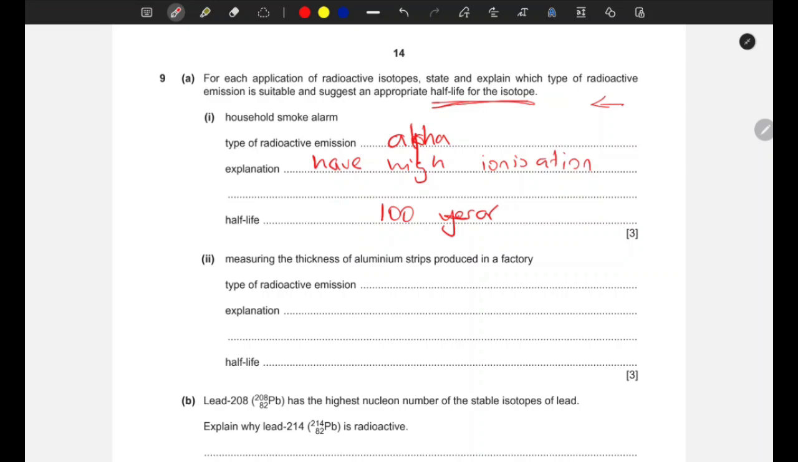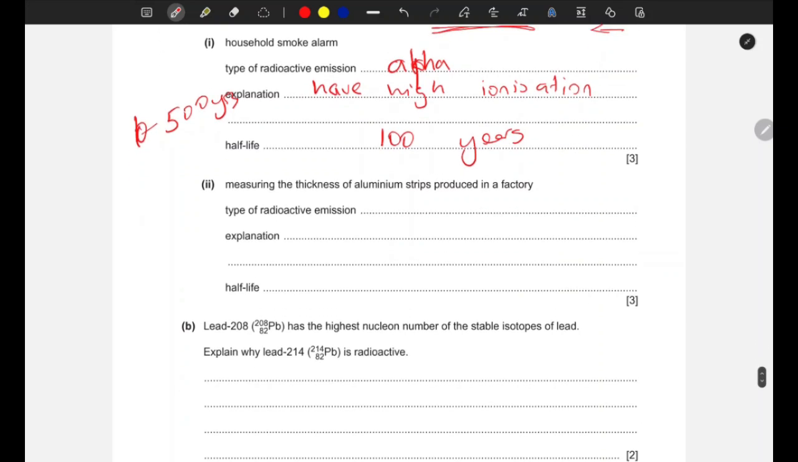That is okay. Wait, let me just rewrite that. How did I misspell years? 100 years. So as long as we have something between 10 and 500 years, it's going to be okay. Part 2. Measuring thickness of aluminum strips produced in a factory. So that one is going to be a beta particle.